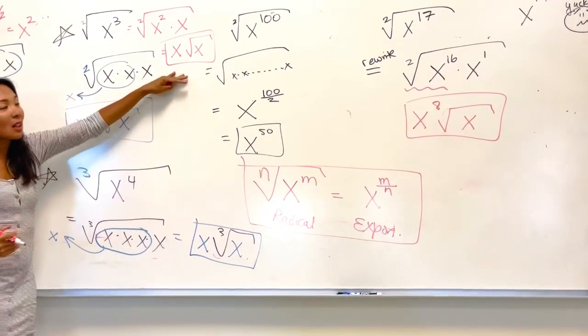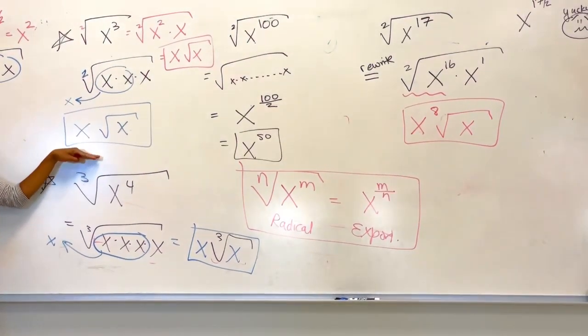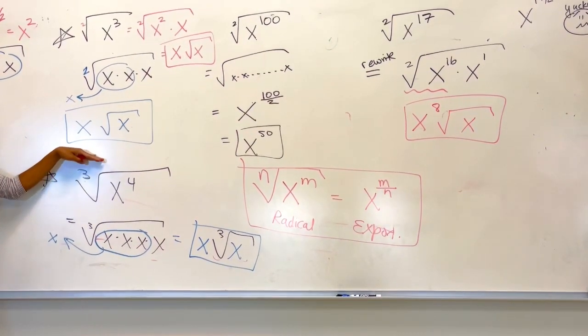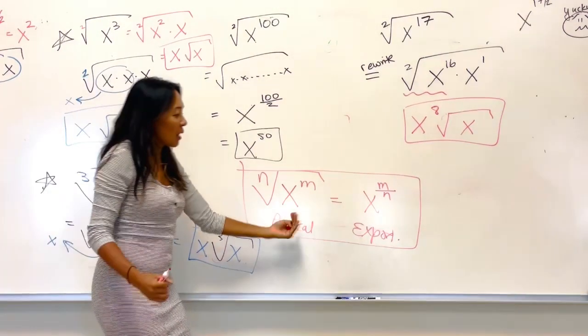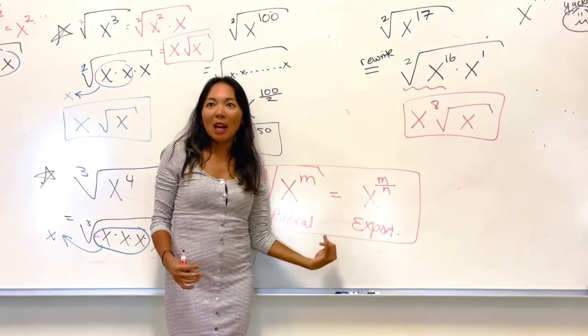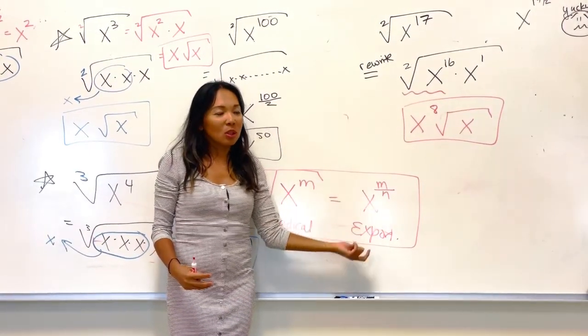So again, you can think of it as writing it all out and figuring out how to get the answer, or you could use the relationship between a radical and exponent to solve this problem.